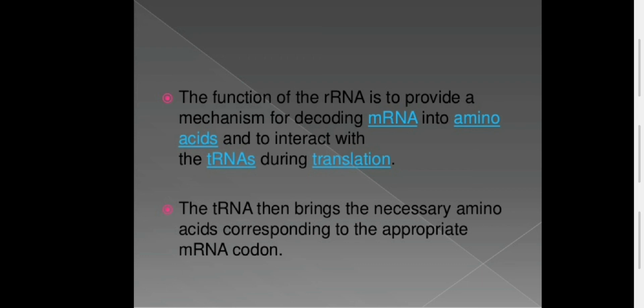What is the connection between the mRNA, ribosomal RNA, and the tRNA? Always remember that messenger RNA will carry the coding information. If the messenger RNA carries the coding information, the rRNA will decode the information. After decoding it into amino acids, it will interact with the transfer RNA in the process of translation. So always remember the connection of the three divisions of RNA.